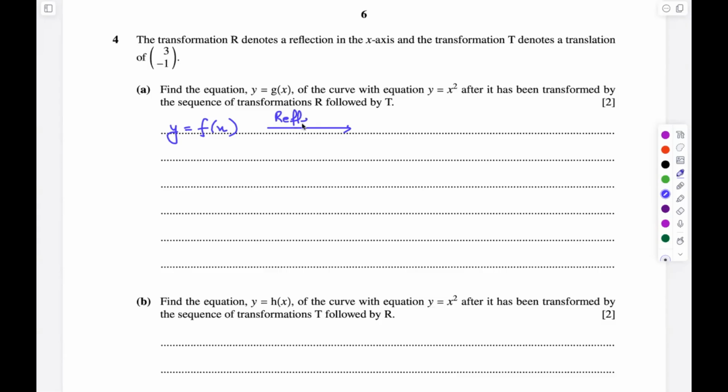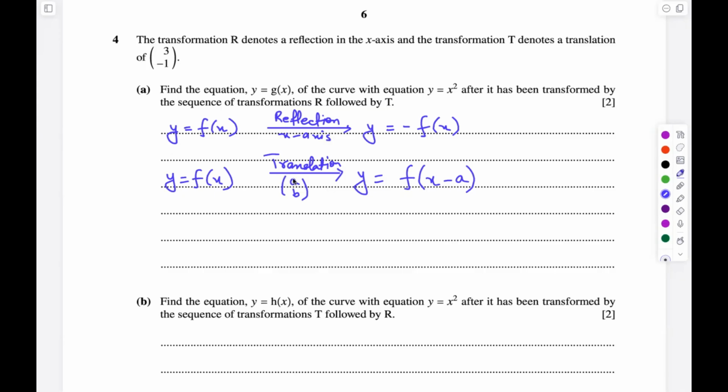So let's say we have a reflection in the x-axis. After reflection, this equation is written as negative f of x. And if we have a translation, so let's say we have an equation y equals f of x, and the translation vector is given as (a, b), the function f of x will now be written as f of x minus a, plus b. This represents a translation of positive a units in the x direction, and plus b represents a translation in the y direction. So in our equation, the original equation is y equals x squared.